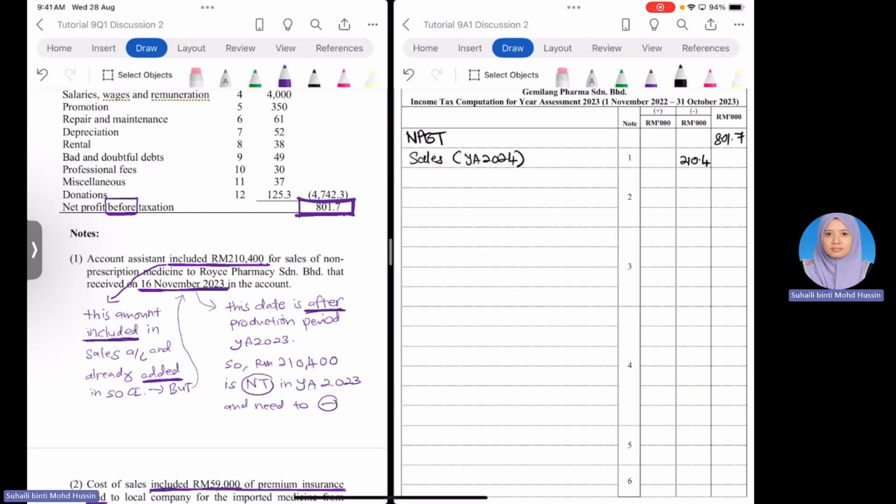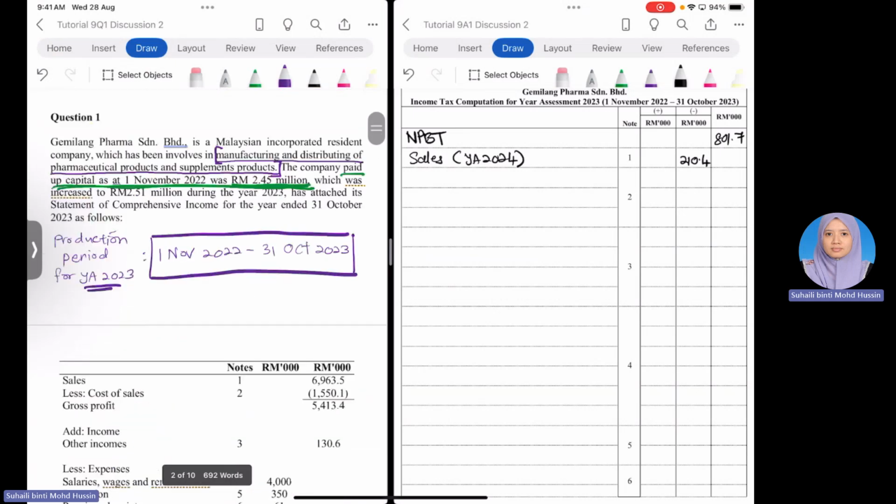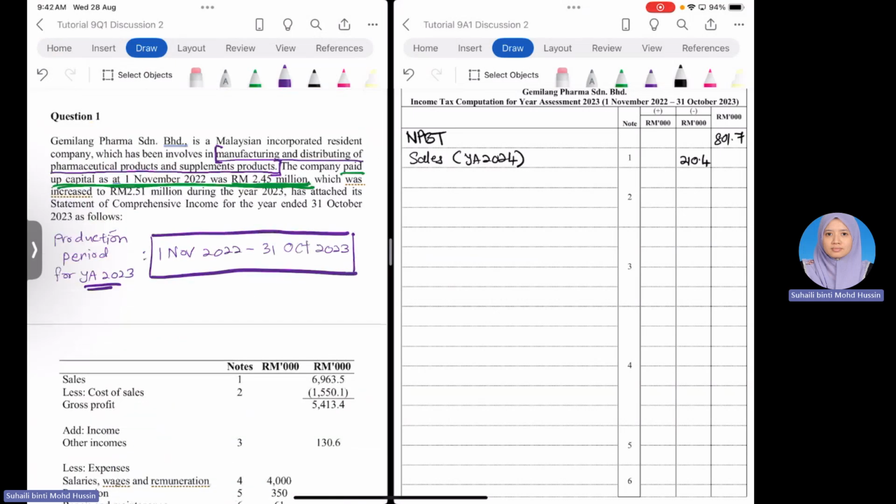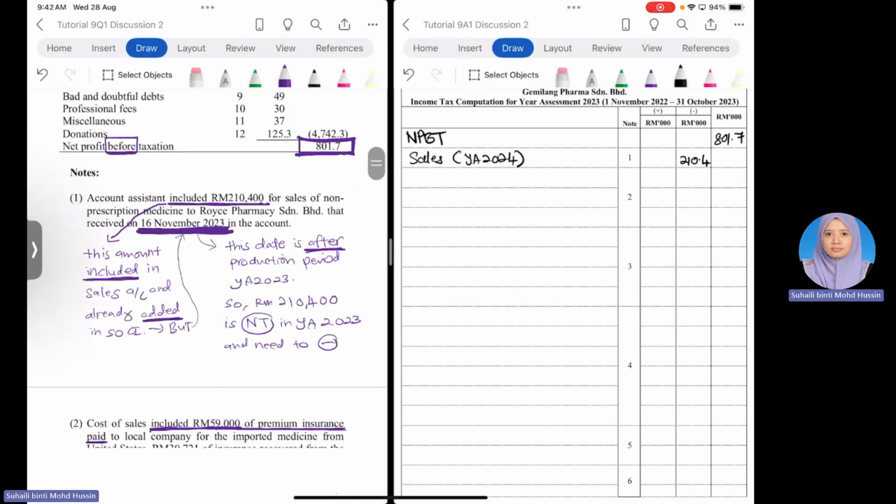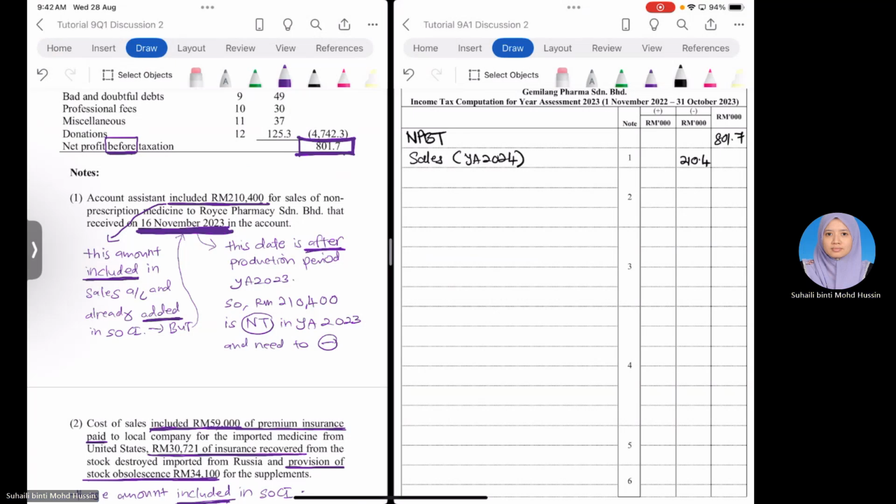Right? 16 November 2023 is after your production period. Your production period ended on what? 31st October 2023. You made the sales on 16 November 2023, which is for year of assessment 2024. That's why it said out of the production period, after the production period 2023. Done. Right, number 1. Now we go to item number 2.